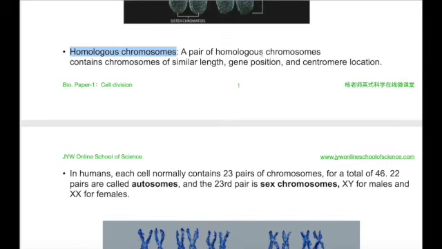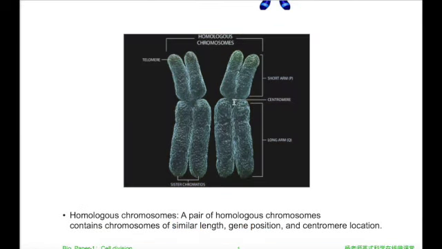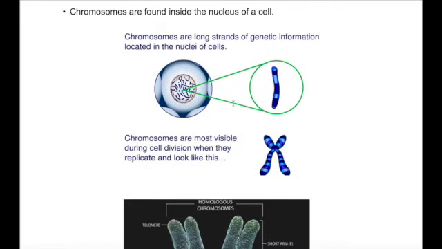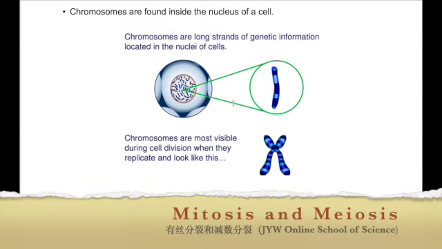So it's a paired up set of chromosomes of similar length, and the gene positions are the same, and they all have the centromere locations the same. So it's like this. That's the centromere location. Okay, so that is the basic knowledge you need to know before you understand mitosis and meiosis.